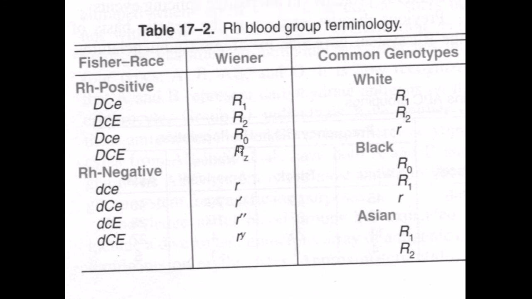So in this slide, as you can see, the capital R, for example, indicates that the patient is having the Rhesus factor, which is the D antigen. Small r, absence of the antigen, and so on.